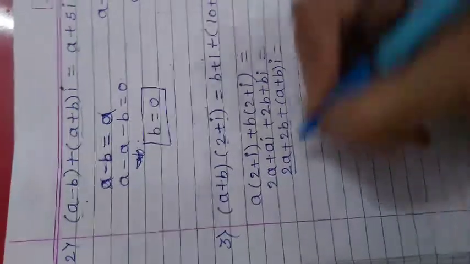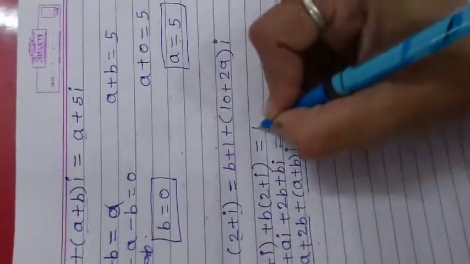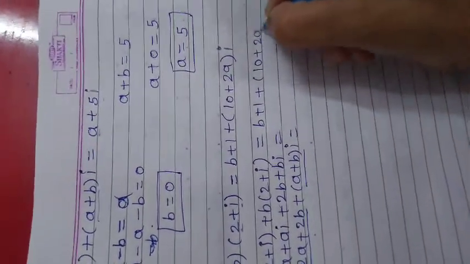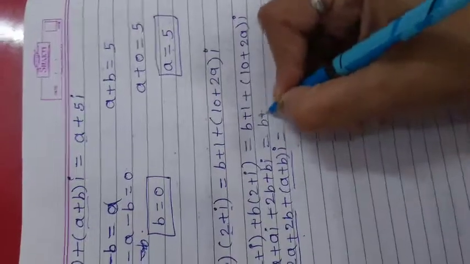Now this is a real part and this is an imaginary part. Now in the same way, here it is already given, b plus 1 is the real part and 10 plus 2ai is the imaginary part.